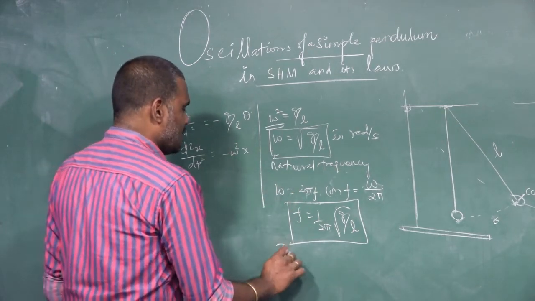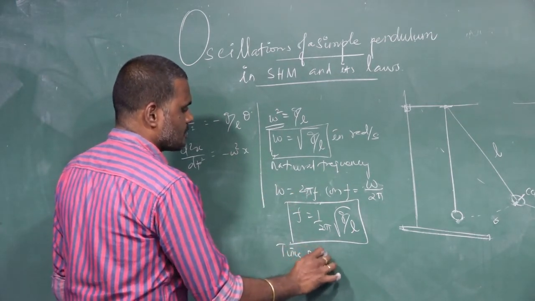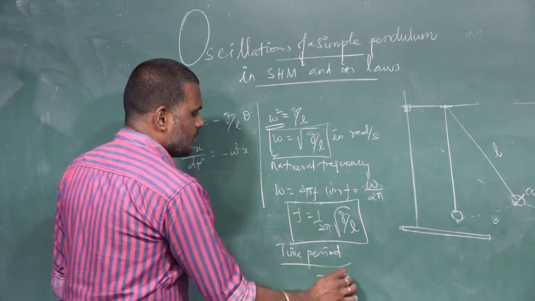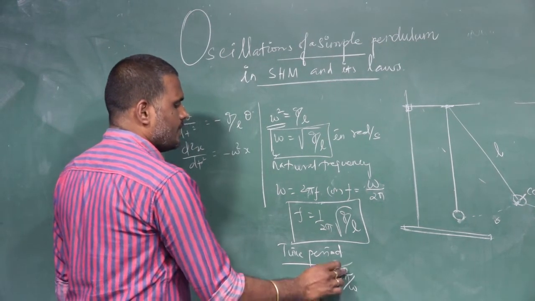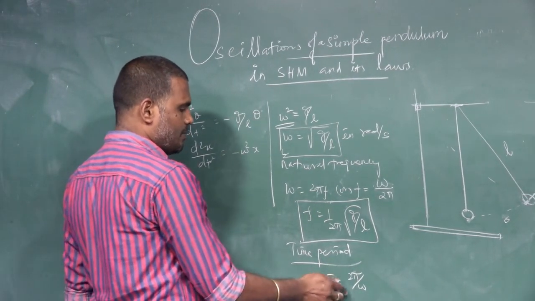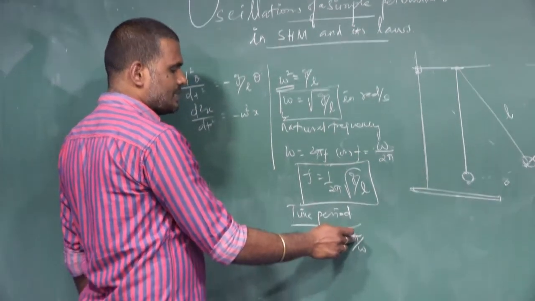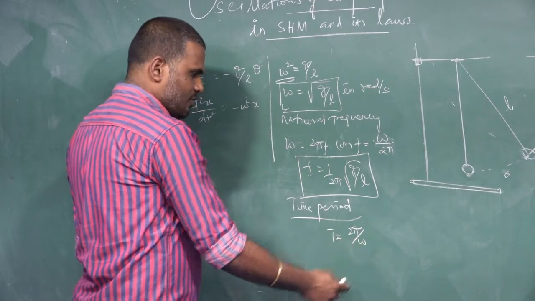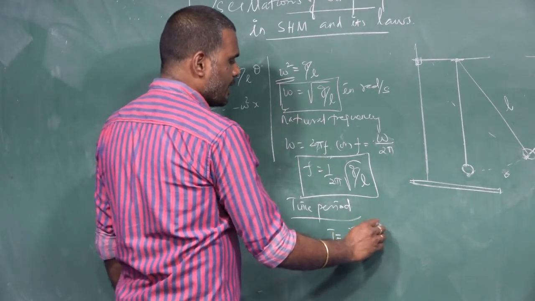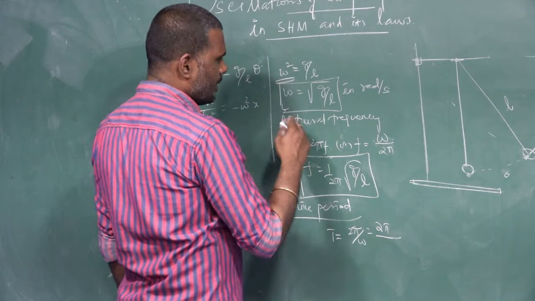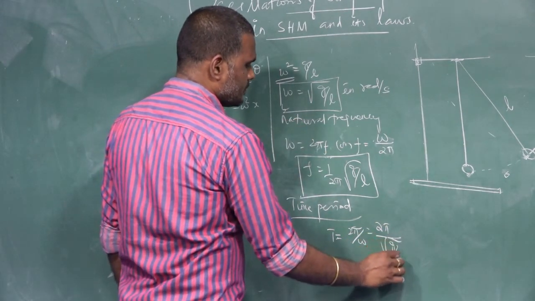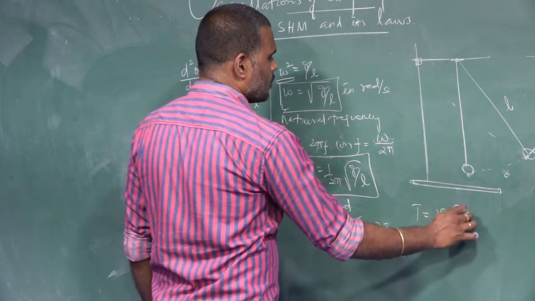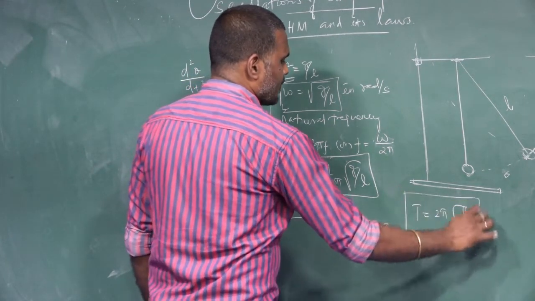Also, we can calculate the time period of oscillation of the simple pendulum. T equals 2 pi by omega. This is obtained from the expression angular velocity equals angular displacement by time. Time period came here and then angular velocity is taken to the denominator. So T equals 2 pi divided by omega, where omega is root of g divided by L. Hence, we can write T equals 2 pi into root of L divided by g.